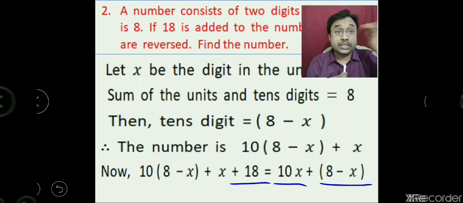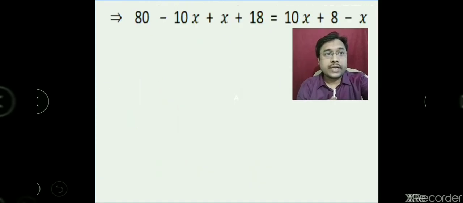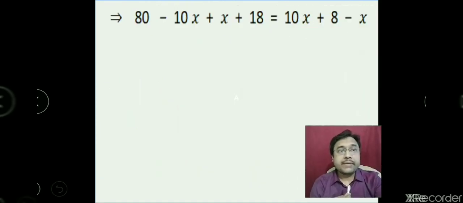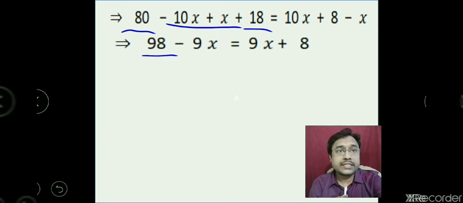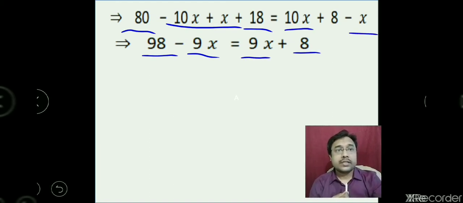Now we will solve this equation. You will get 10 into (8 minus x) plus x plus 18 equals 10x plus 8 minus x, which is 80 minus 10x plus x plus 18 equals 10x plus 8 minus x. Now 80 plus 18 is 98, and minus 10x plus x is minus 9x. Here 10x minus x is 9x, and then 8 is remaining. Now change the sides. Minus 9x you take on the right side, then it is plus 18x.